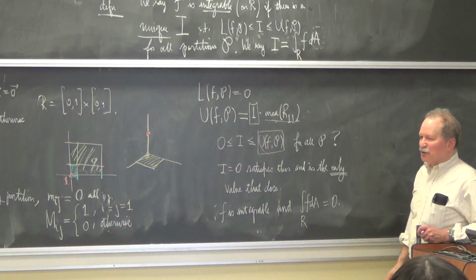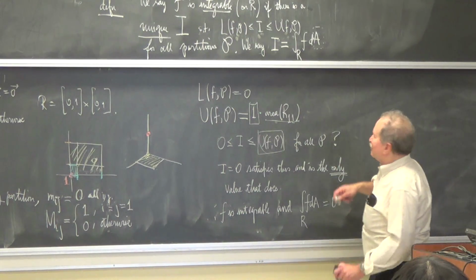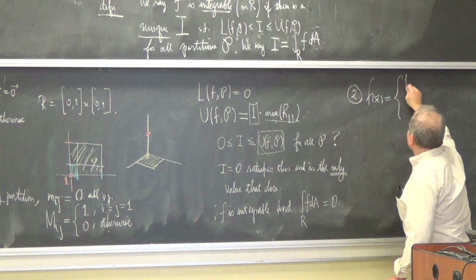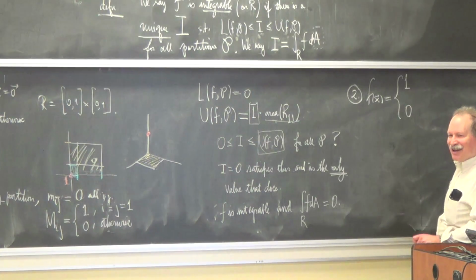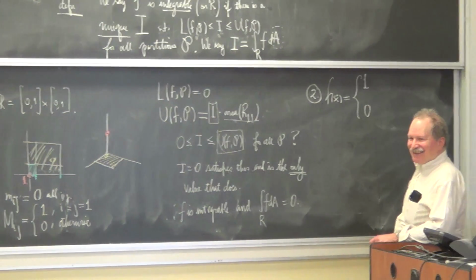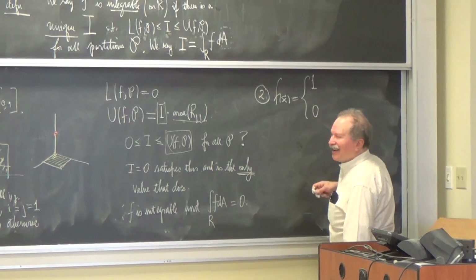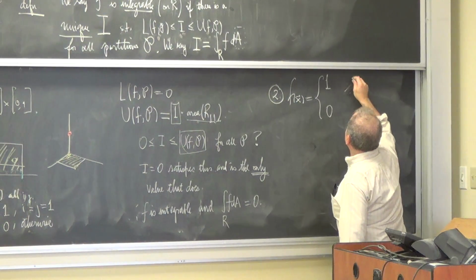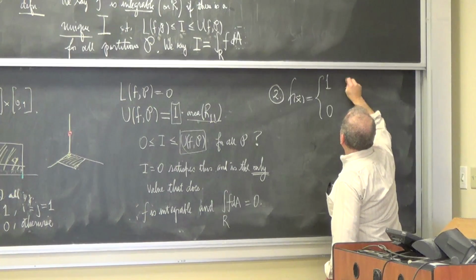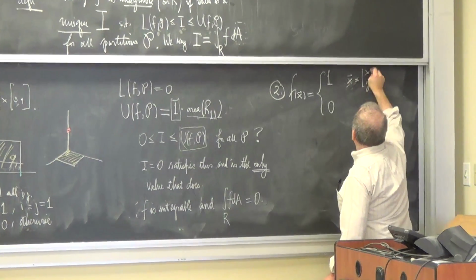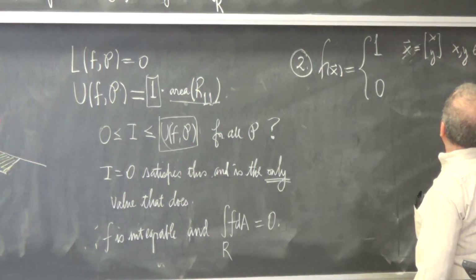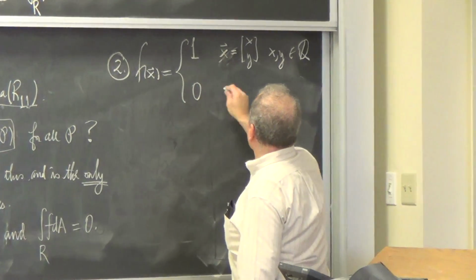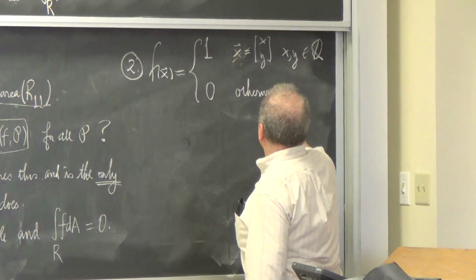All right, well that was too easy. Ken, you going to tell me what I'm going to write this time? Rational. Oh, there you go. So if x is of the form where both x and y are rational, let's make the function be 1. And otherwise, let's let the function be 0.